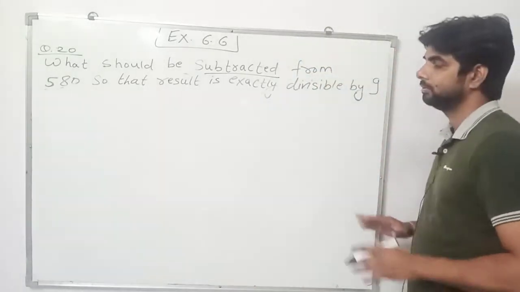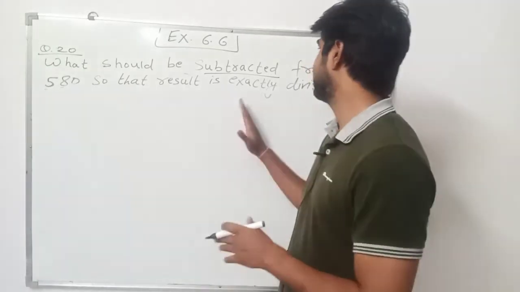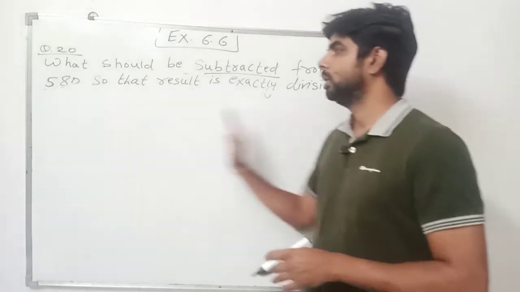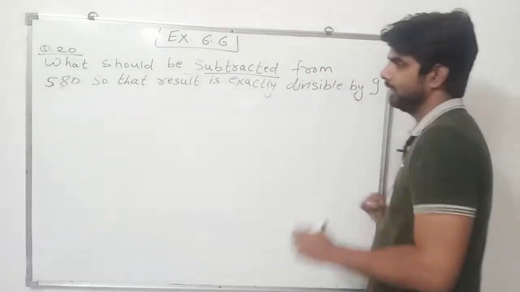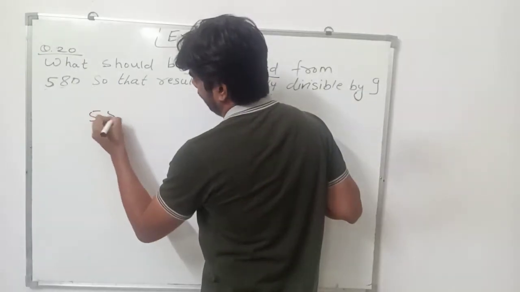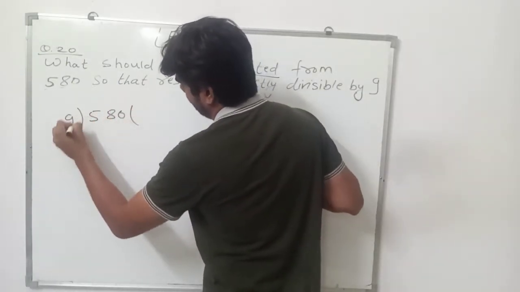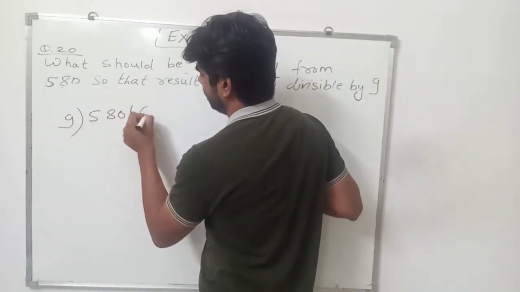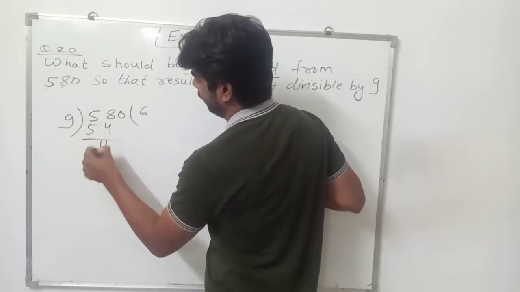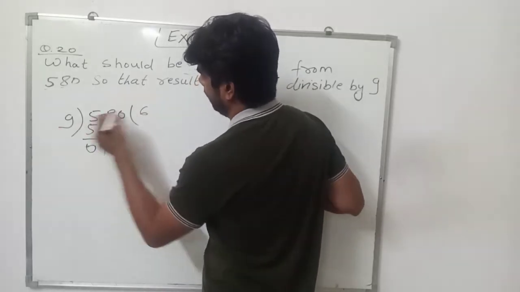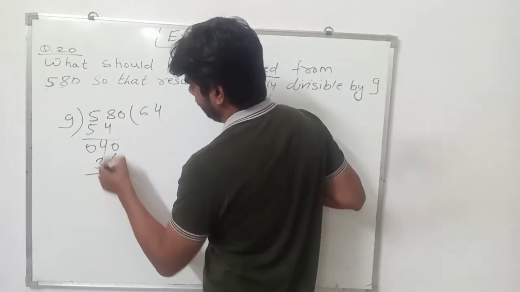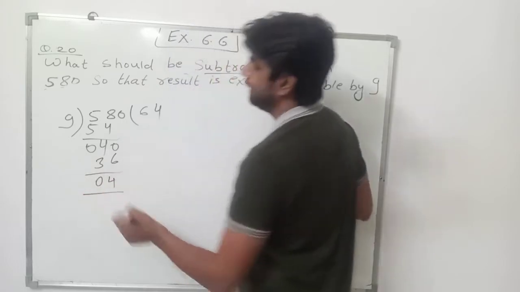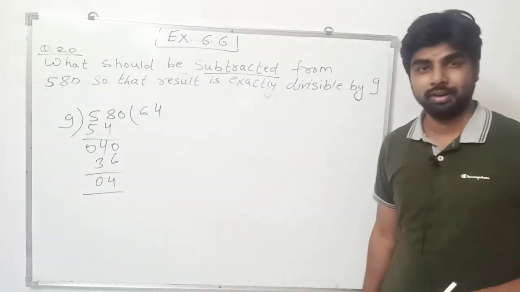Whenever we have to find some number which we subtract from 580 so that the result is exactly divisible by 9, first we have to divide 580 by 9. So the first step is we will divide 580 by 9. Let's divide. 9 5s are 45, 9 6s are 54, that is 4, and we get 40. 9 4s are 36, that is 4 and 0. So what we get? We get 4 as our remainder.